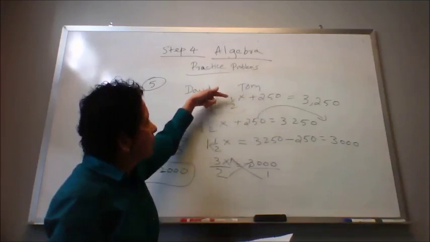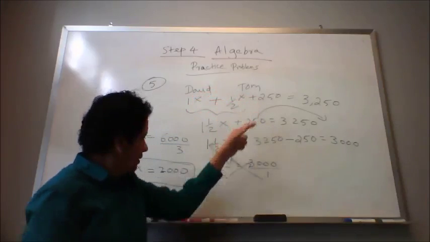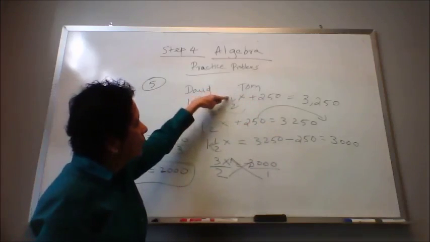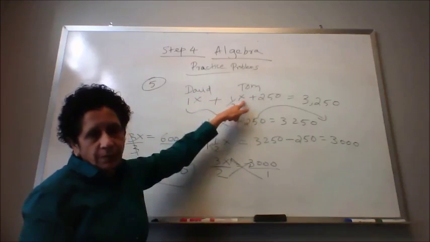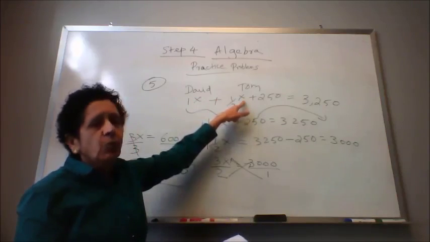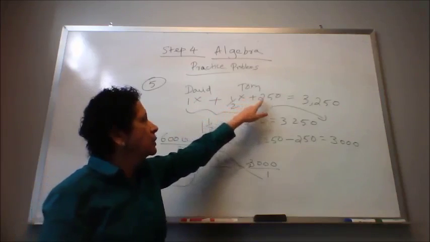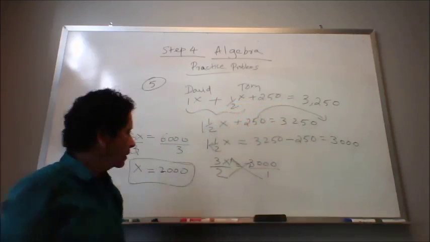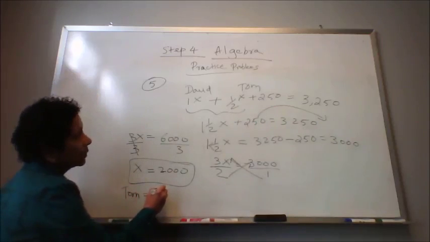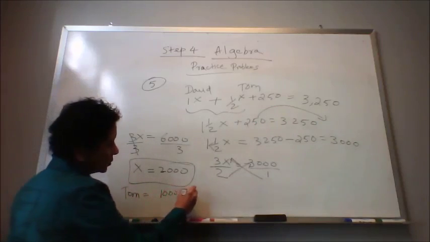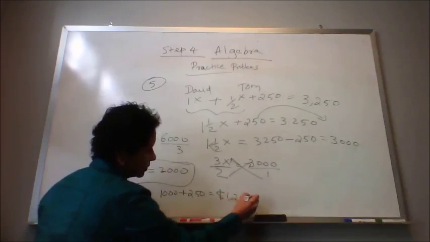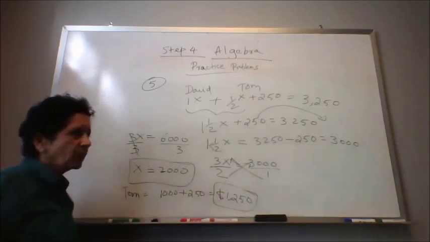Tom's salary is 1/2 of David's plus 250. So if David is getting $2,000, we need to get 1/2 of 2,000. If you do it in a calculator, it's 1,000. So 1,000 plus 250, right? So Tom's salary is $1,250. Okay? So that's one way to do that.